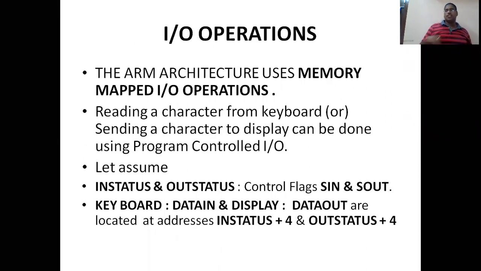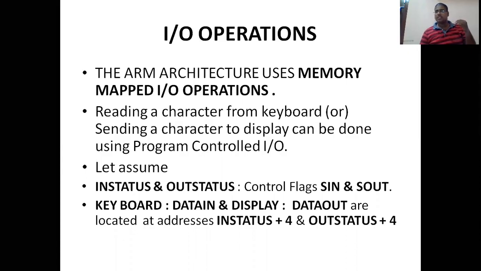Next, input operations. This is another concept. The ARM architecture uses memory mapped IO operations. IO means input output operations. Memory mapped IO means if you take some information from an input device and place it into memory, and whenever required, you take that data from memory and place it into the output device, this phenomenon is referred to as IO operations. So the ARM architecture uses memory mapped IO operations.